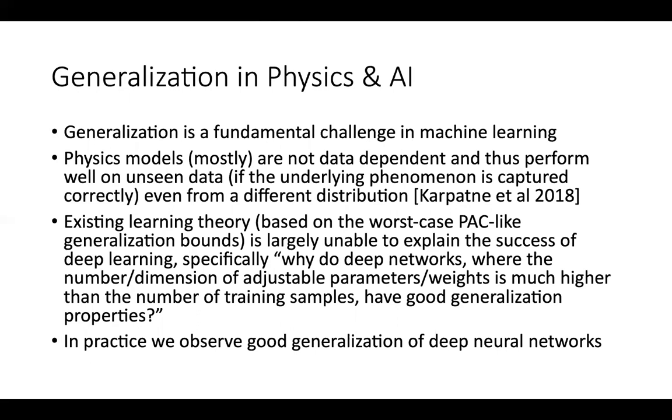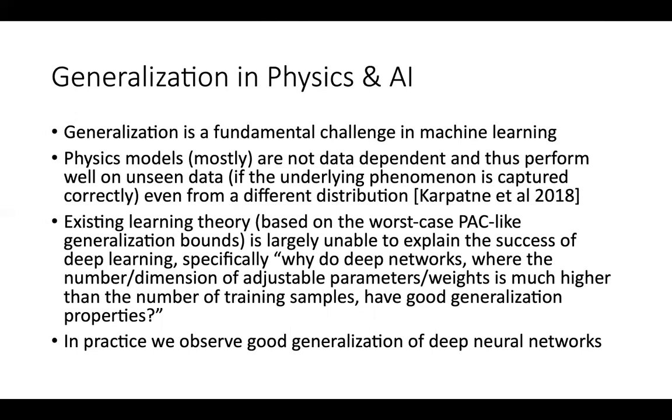With some of the foundational framework laid down and a historical overview, we now move on to some of the larger topics that we are interested in. We'll start with generalization in physics and AI. It's well known that generalization is a fundamental challenge in machine learning, partially because more often than not, generalization requires access to massive amounts of data or a theoretical understanding of the underlying phenomenon.